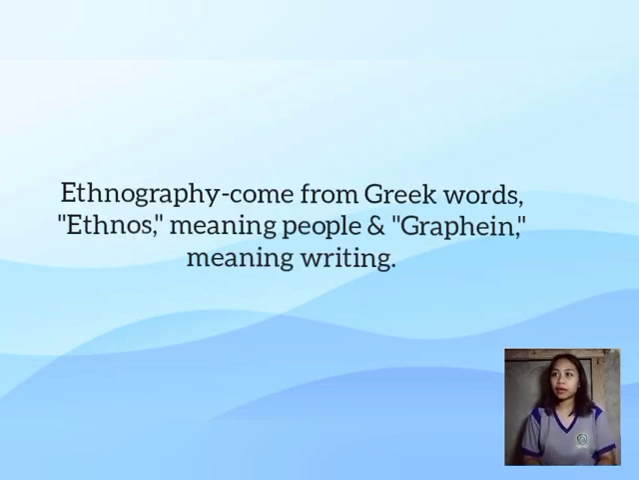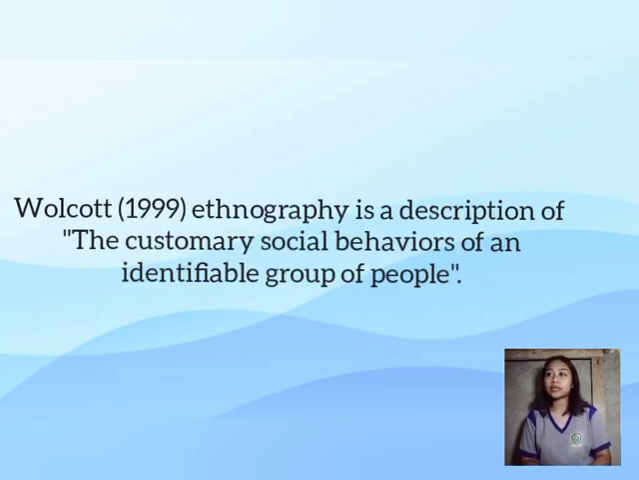The word ethnography comes from the Greek words ethnos, meaning people, and graphing, meaning writing. According to Wolcott, 1999, ethnography is a description of the customary social behaviors of an identifiable group of people. So, ethnography is a kind of qualitative study in which it is necessary to include oneself in a certain group or organization in order to observe their behavior and interactions intensively, since its utmost purpose is to gain a holistic understanding of a social or cultural group.